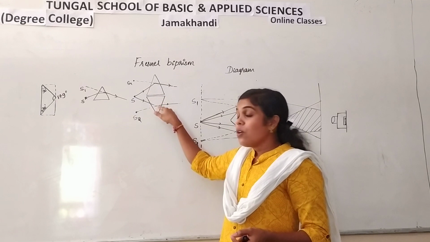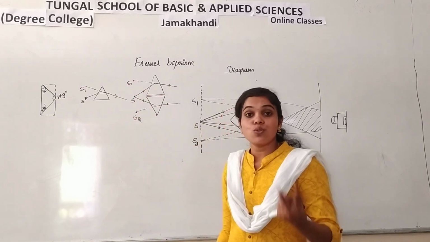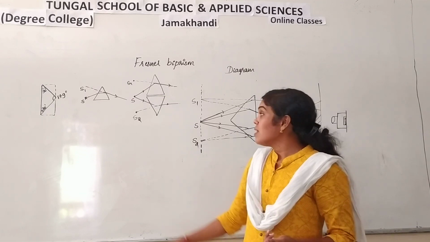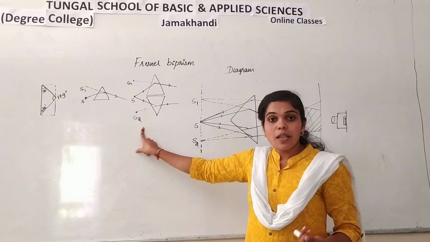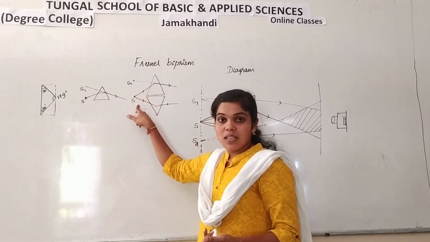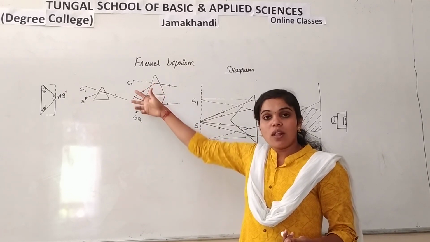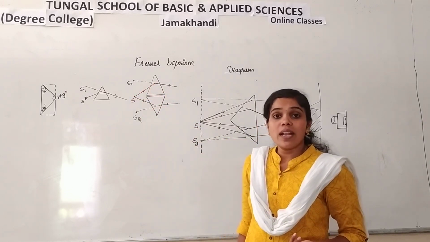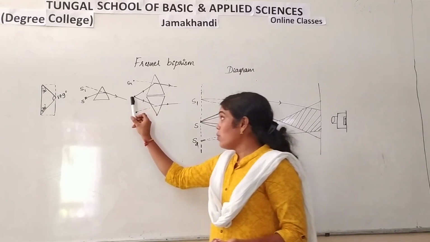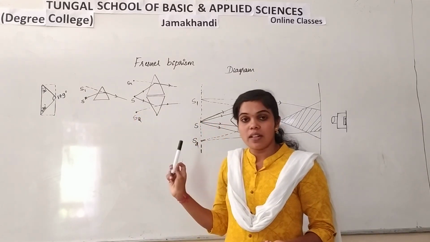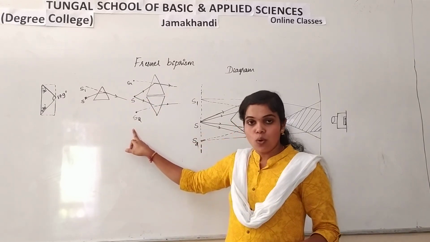So now from this setup, how many sources are we going to get? Two sources, that is S1 and S2. What are they? Virtual images of source S. So now we have got two sources, S1 and S2. We can call S1 and S2 coherent sources. These are not real, these are virtual. That's what we have got from the single source S.